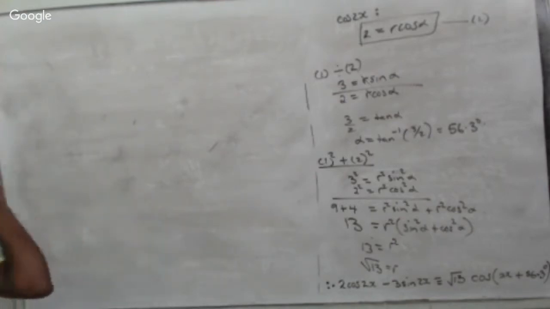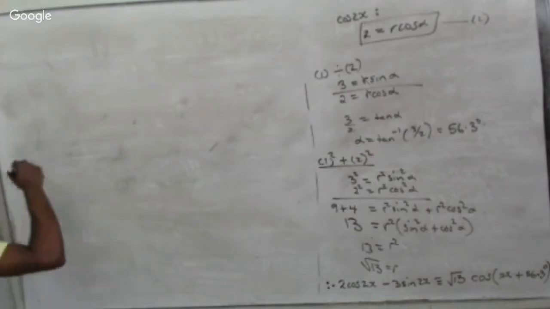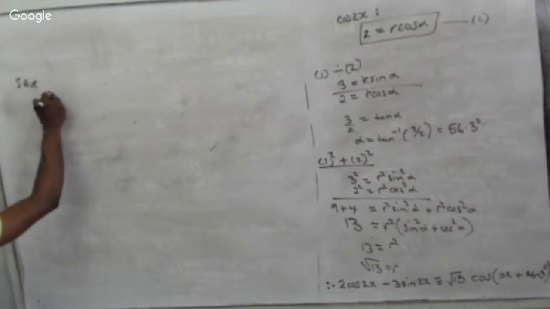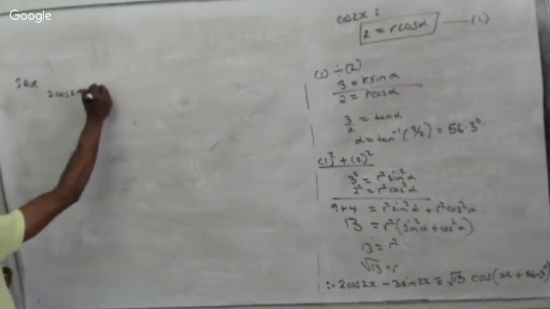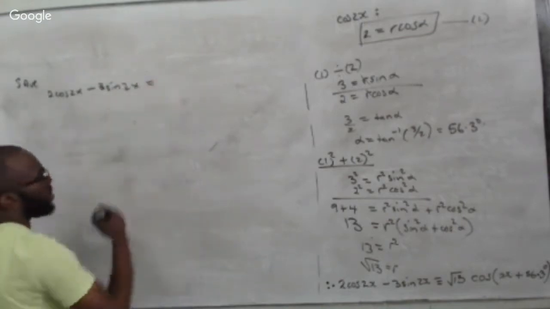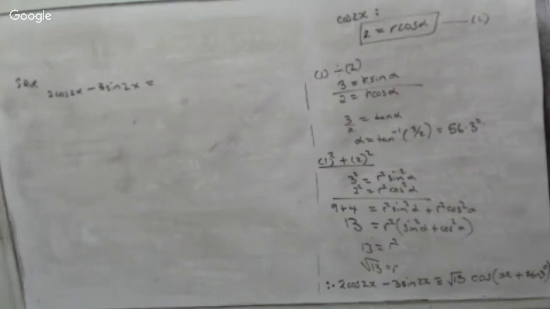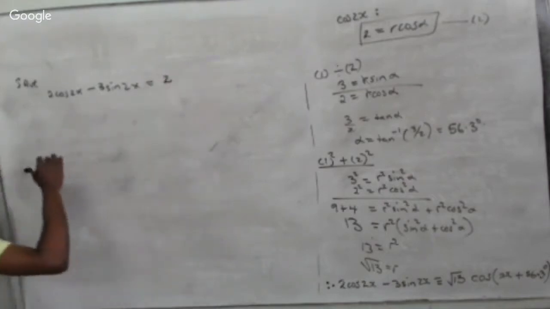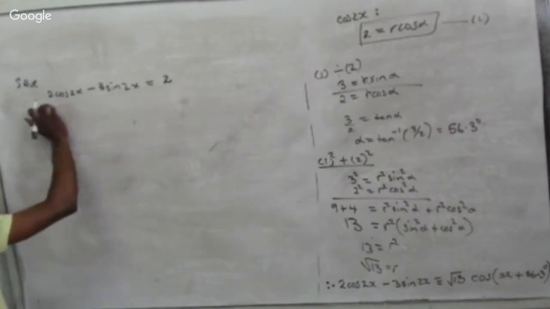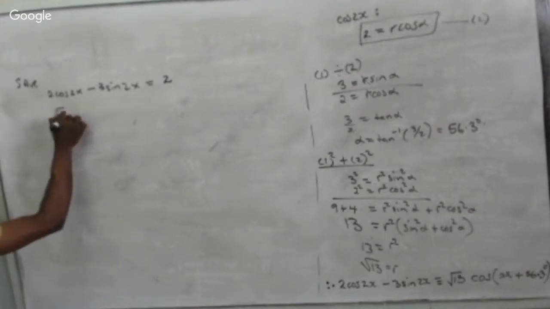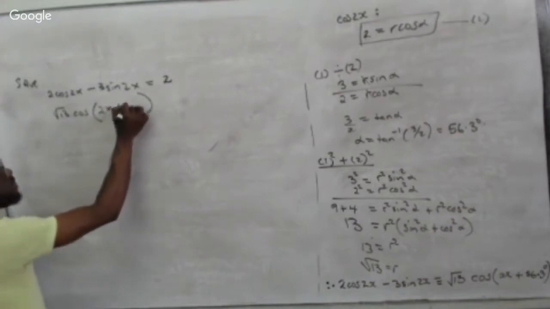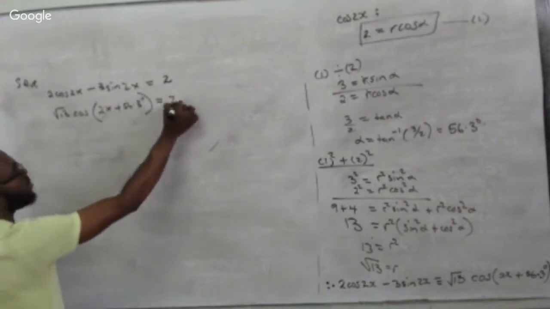Having done that, remember what was the goal? The goal was to solve 2 cosine 2x minus 3 sine 2x equal to what? It was 2. So what I've just done was to rewrite this. What was this form to be? This was root of 13 cosine of 2x plus 56.3 degrees equal to 2.